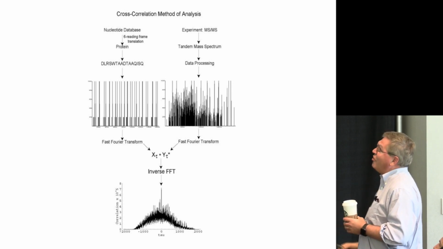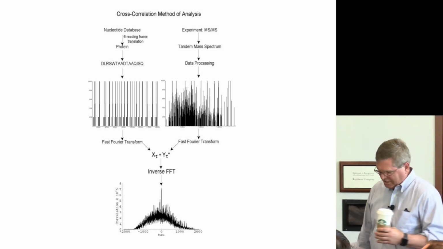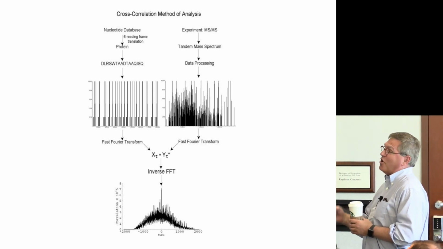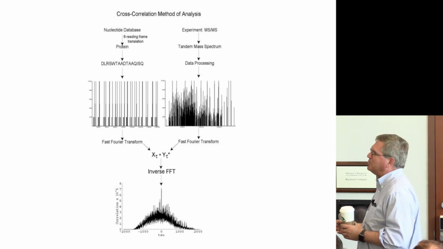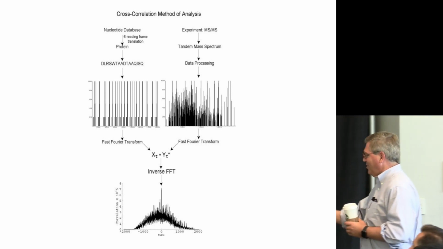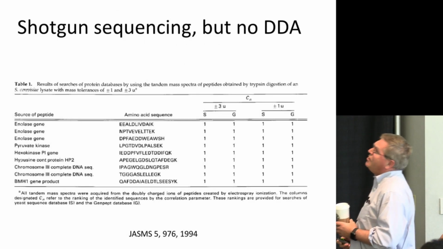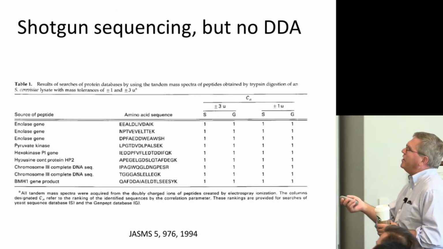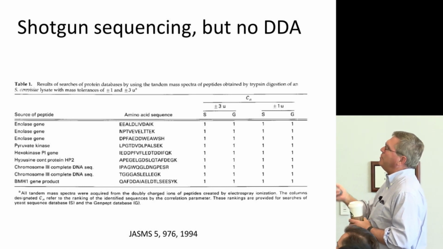Once we got all this put together and we ran our first search through a sequence database, and mind you, this was on a DEC workstation, it took 2.5 hours for one spectrum. So we had to rethink the process. It was a little bit slow. But eventually we got to the point where we could do searches in a reasonable time frame.